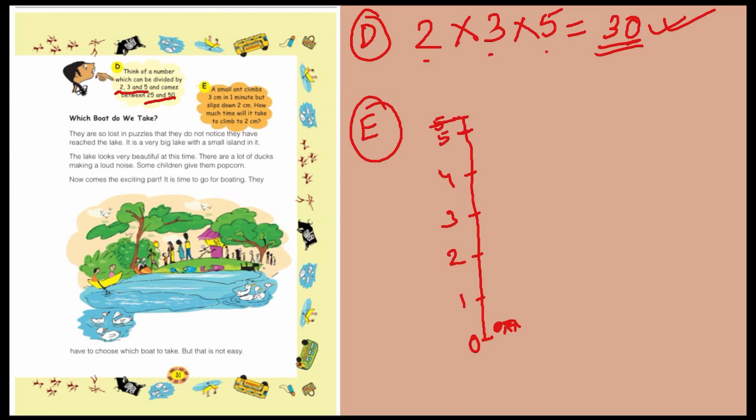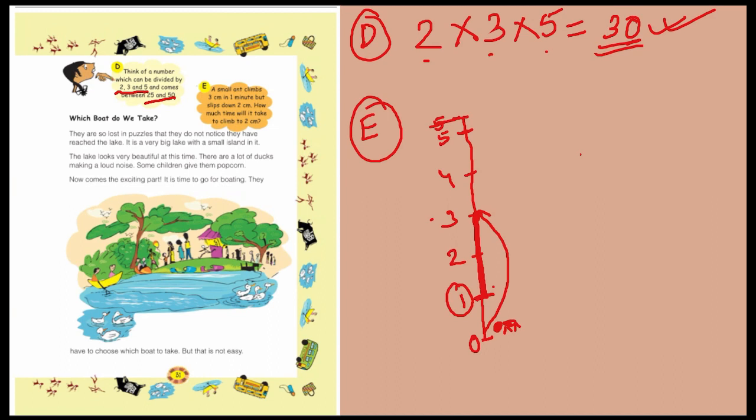Okay, now the ant wants to climb. So in 1 minute it climbs up to 3. But slips down 2 centimeter. But he falls and slips and falls to 1, because 3 minus 2 is 1. So he reaches 1.